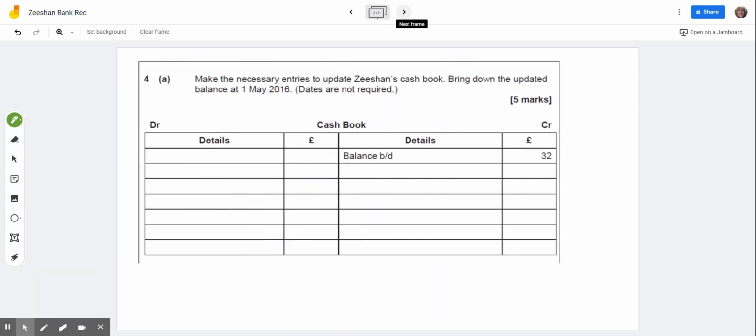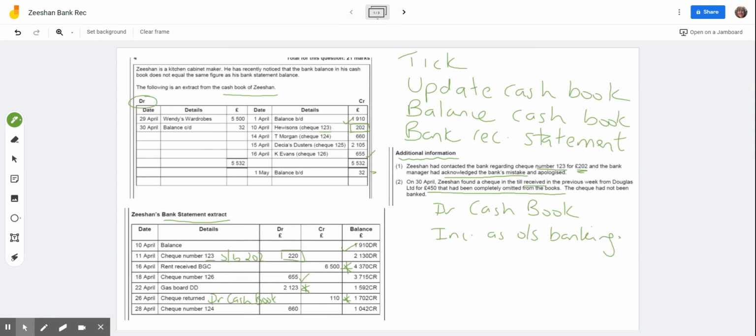Right, so let's have a look at what we're required to do. It says make the necessary entries to update Zeeshan's cash book, bring down the updated balance at the 1st of May 2016, dates are not required. You can see there they've already put the £32 in, which is the closing balance and the opening balance on the 1st of May. So we're just updating the cash book with anything that's on the bank statement with an asterisk by it, something that we haven't put in yet.